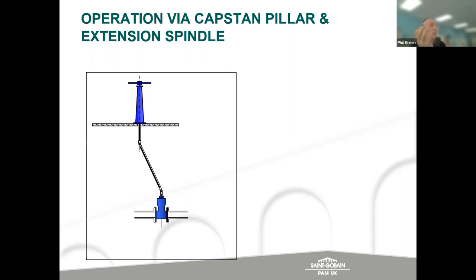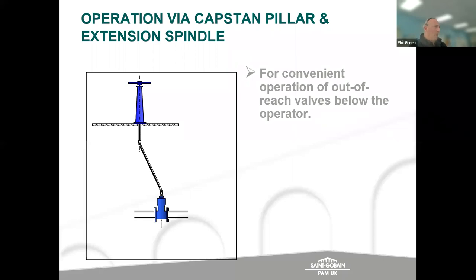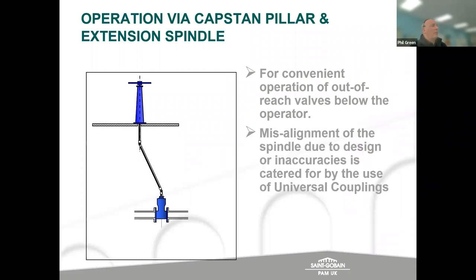And if the extension spindle arrangement is long, the spindle is supplied in sections of, let's say, 3 meters and joined by keyways or couplings. So you can adjust the height you're using at this, and again, you can offset and go round angles with this as well, with knuckle joints to get round corners if you need to. So that's an operation via a capstan pillar and an extension spindle. As I mentioned, these are for convenient operation of out of reach valves, and then you can manage misalignment of the spindle by the use of universal couplings to get the lineup correct.